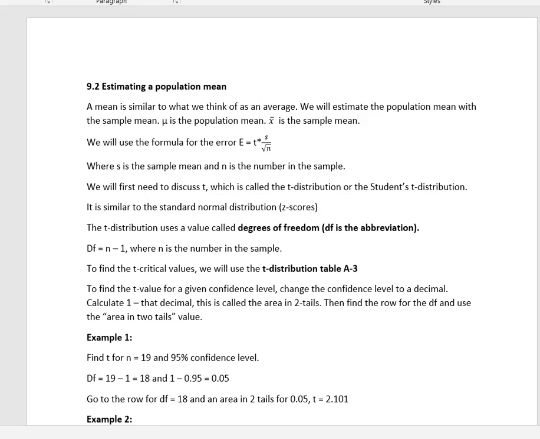To find the t-value for a given confidence level, change the confidence level to a decimal. Calculate 1 minus that decimal. This is called the area in two tails. Then find the row for df and use the area in two tails value.